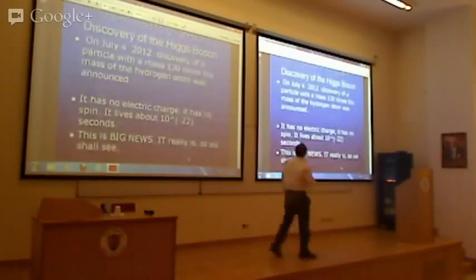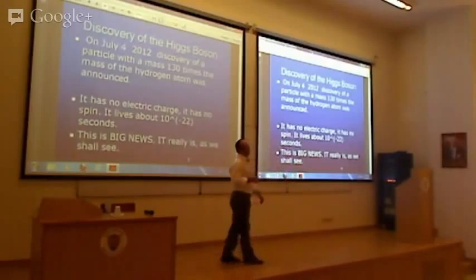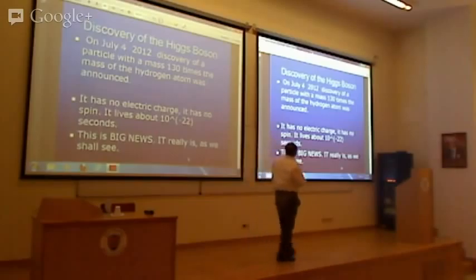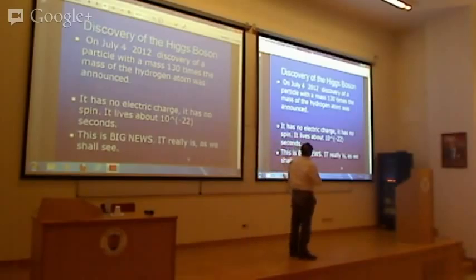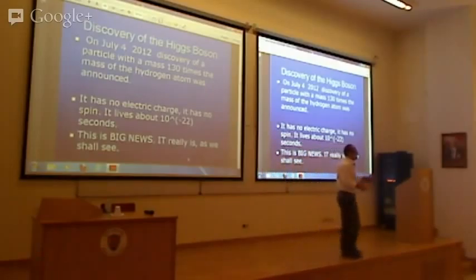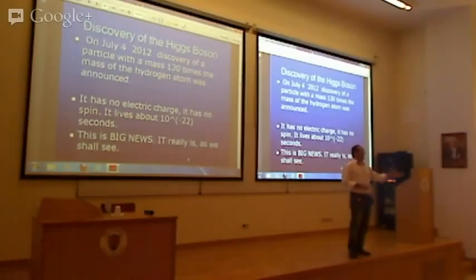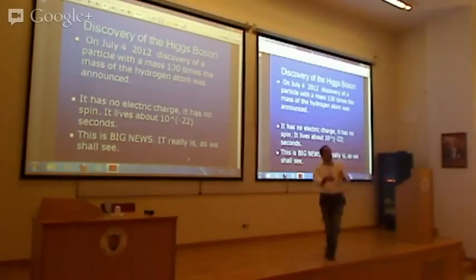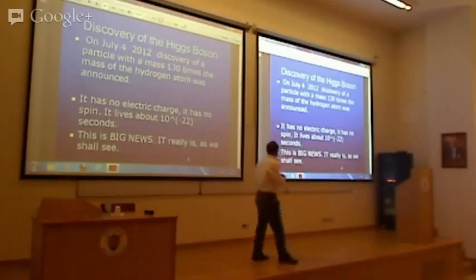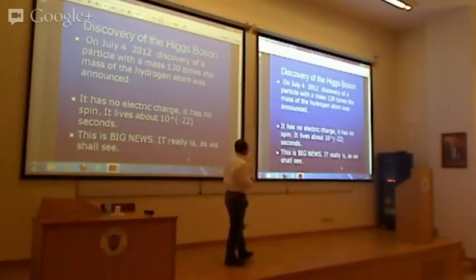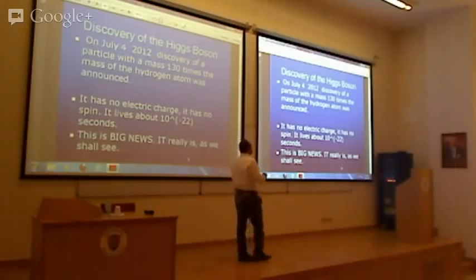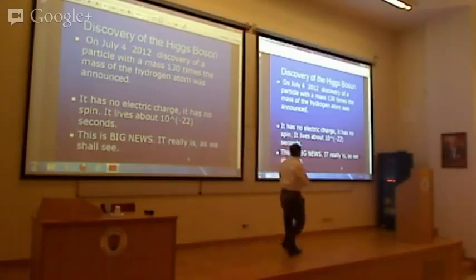Now, this discovery of the Higgs boson, I think I can say discovery, really. In July last year, a particle with mass 130 times the mass of the hydrogen atom was announced. It's like an osmium atom. Look at the periodic table. It's huge. Well, it's point-like, most probably, but it has a lot of mass. It has no electric charge, it has no spin, and it lives about 10 to the minus 22 seconds.